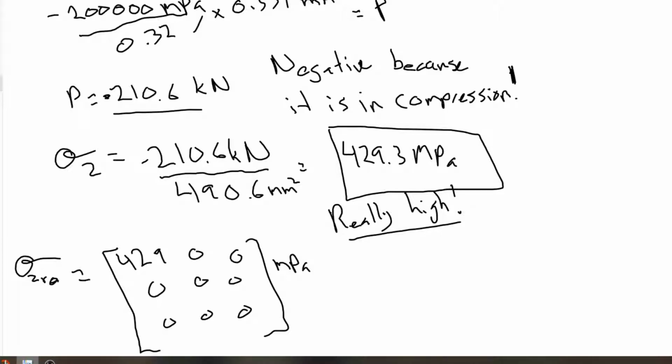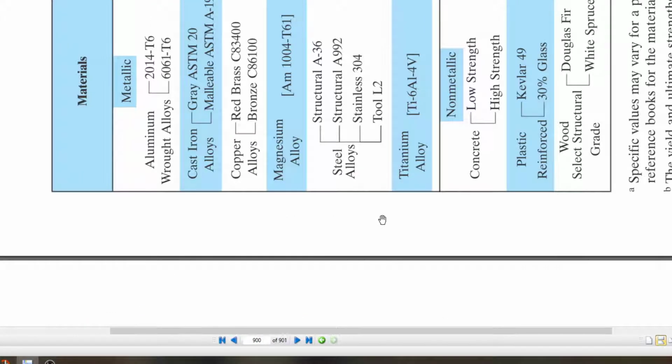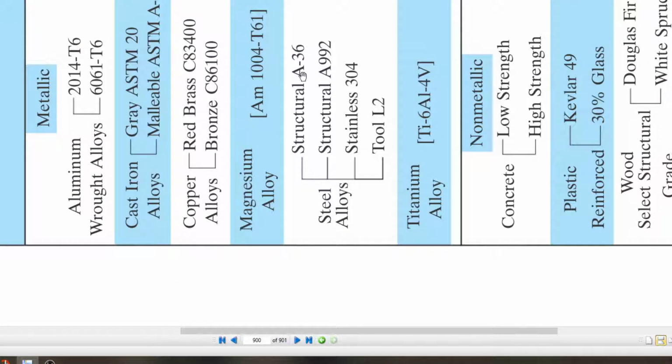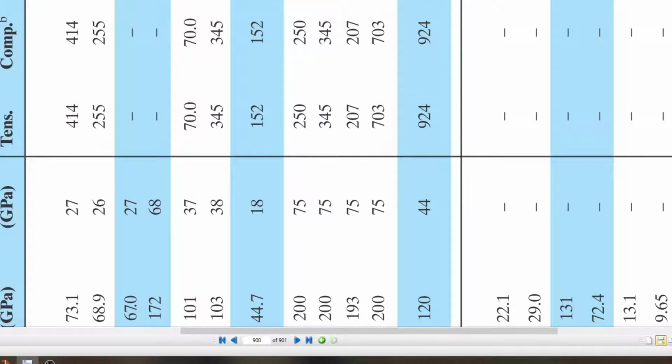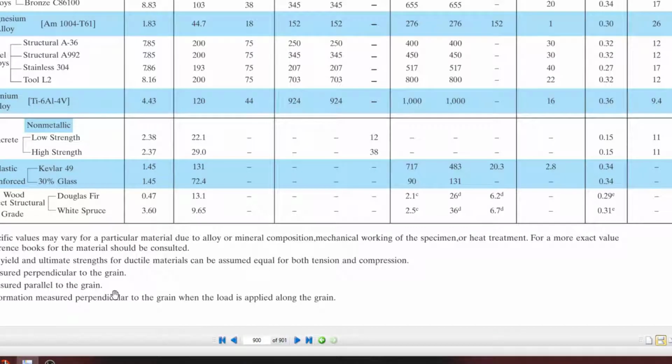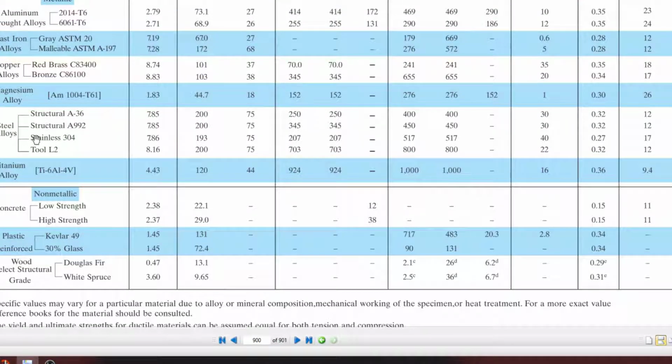In fact, if you check your textbook, I'll drag this over here, and we can zoom in a little bit. So structural steel here. Actually, here, let's rotate. I can't rotate this, can I? Yes. Okay, so we've got structural steel.